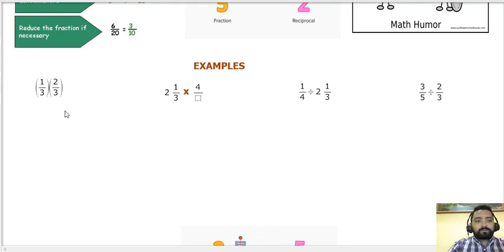As you can see here, we have 1/3 times 1/3. We are going to multiply numerator by numerator and denominator by denominator. In this case, we have the same denominator, but it's a multiplication, so we're going to have 1 times 1 over 3 times 3. So 1 times 1 equals 1, and 3 times 3 equals 9. In this case, you cannot simplify. Okay, so the answer is going to be 1/9. So this is our answer.